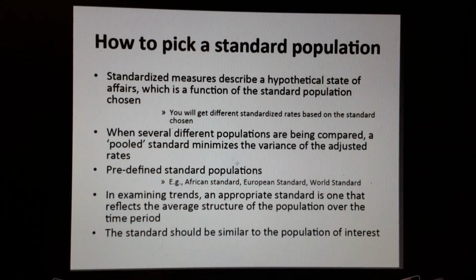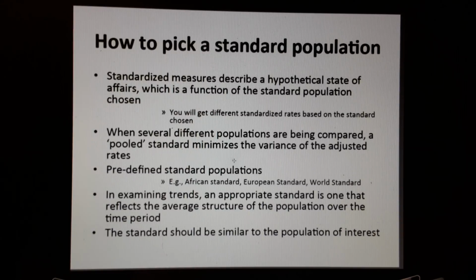So how do you pick a standard population? Standardized measures describe a hypothetical state of affairs, which is a function of the standard population chosen. So your crude rate is a true value, that's what you've seen in the population. A standardized rate is a theoretical value. And it is important to know that you will get different standardized rates based on the standard chosen. So if you pick one standard, it could tell you population A has a higher rate of disease, but based on a second standard, you could actually find out that population B has a higher rate of disease. So it's really important to consider your standard population choice wisely.